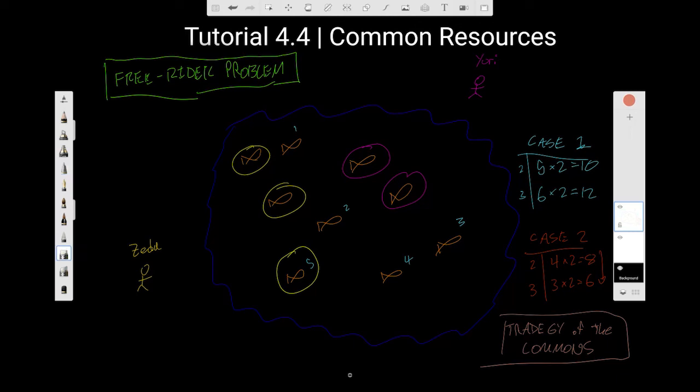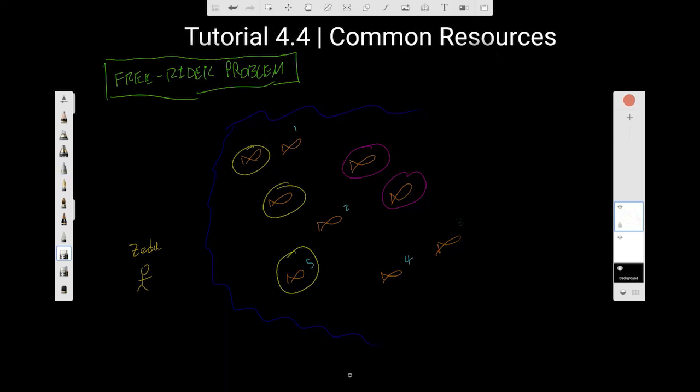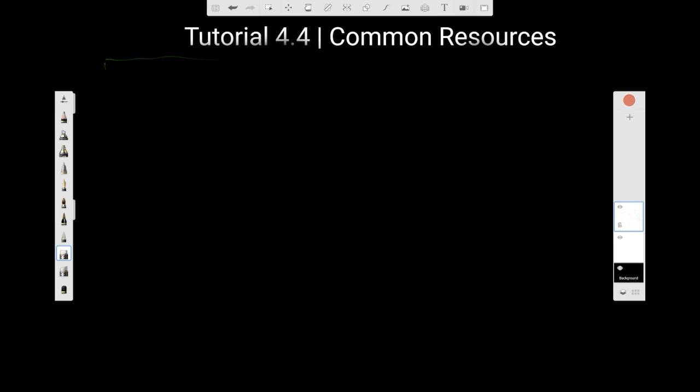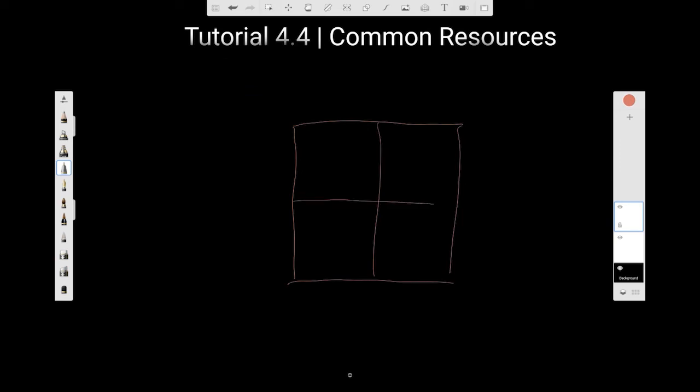So let's set this up in a different way, build some game theory. And we're going to talk about game theory much more when we talk about oligopoly next week. But for now, let's just set up a simple model of the tragedy of the commons. So let's say we have Zeta on the top and Yuri on the side. And let's create some abstract numbers here.